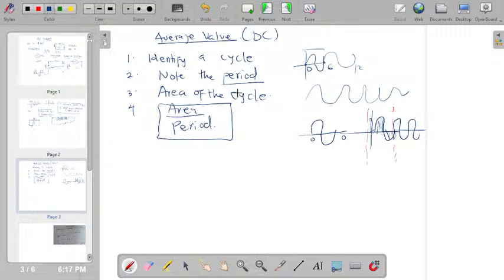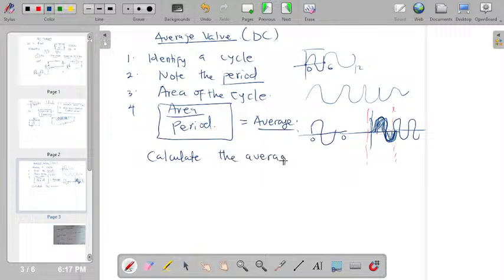Now once I have the cycle and I want to find my average value, I'll find the area of this cycle. Then, what time did it take for it to achieve this cycle? That time is what we call the period. Once I get that time, I just divide the area by it and I get my average, as simple as possible. Now let's see how we can do this. Let's calculate the average.